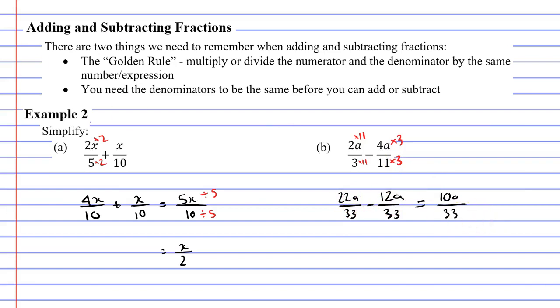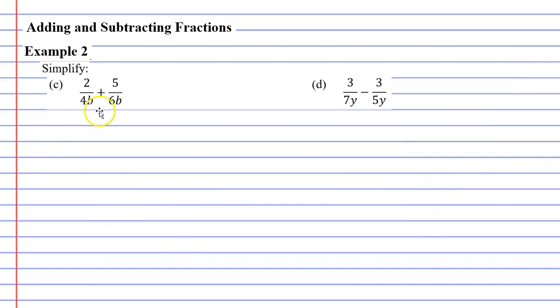Now I need to double check and see if I can simplify this fraction, but I can't because there's not a common factor for 10 and 33. So this will be my final simplified solution here. Let's now move on to question C.